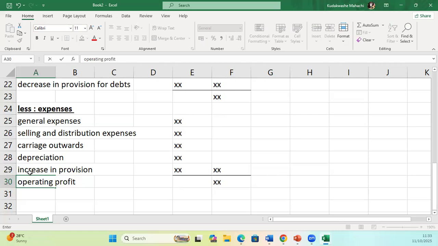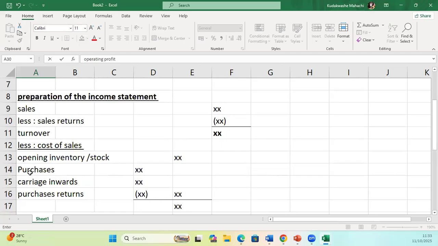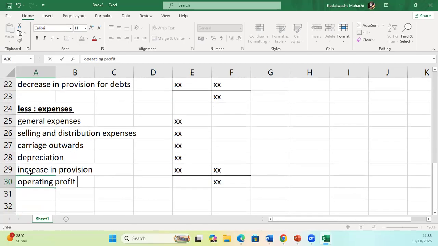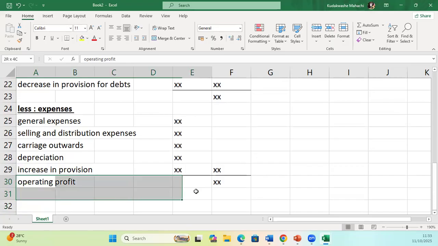So the layout that I've given you is the income statement of a sole trader. This is the income statement for a sole trader, which is what you are likely to be asked. So you need to know for now up to the operating profit.